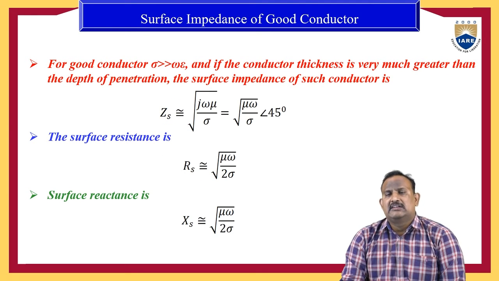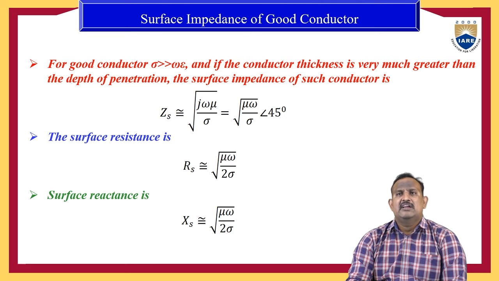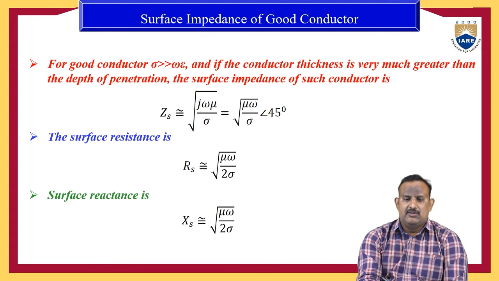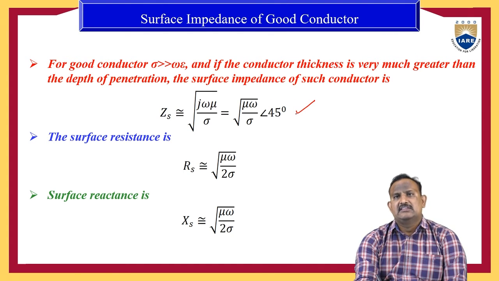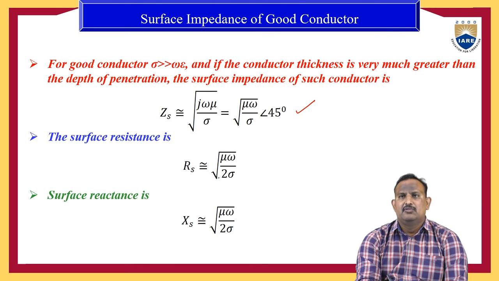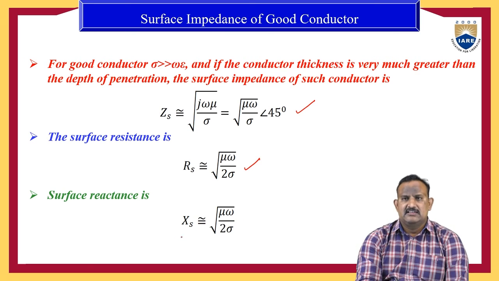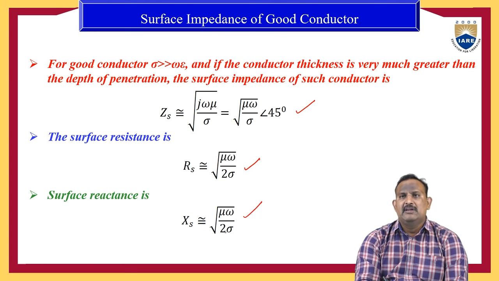Next, for a good conductor, sigma is very much greater than omega epsilon, and if the conductor thickness is very much greater than the depth of penetration, the surface impedance of such a conductor is just as we had derived in previous slides. It is Zs approximately equal to root of j omega mu by sigma, which is equal to root of mu omega by sigma at angle 45 degrees. In place of j, here we can write the angle 45 degrees. So here the surface resistance is Rs approximately equal to root of mu omega by 2 sigma, and surface reactance is Xs approximately equal to root of mu omega by 2 sigma.